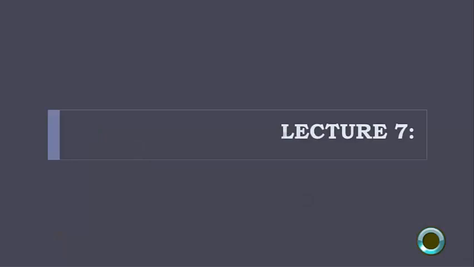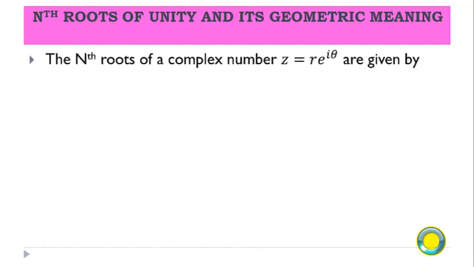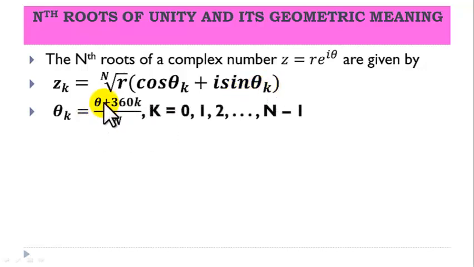This is the 7th lecture in this series, and our topic is nth root of unity and its geometric meaning. We recall that the nth root of a complex number z equals r e to the power i theta is given by zk equal to the nth root of r into cos theta k plus i sin theta k, where theta k is equal to theta plus 360k all over n for k equals 0, 1, 2 to n minus 1.